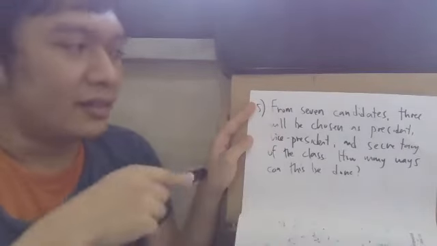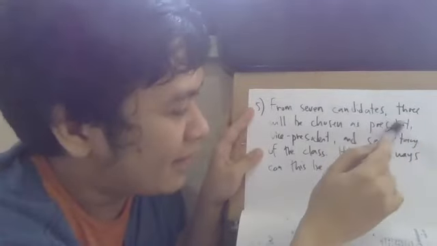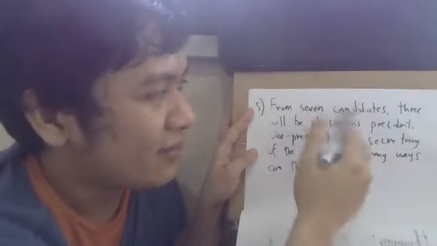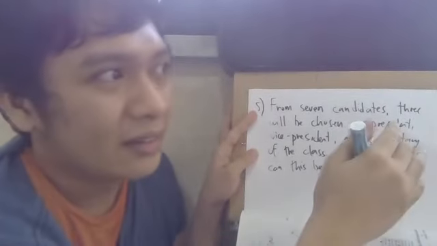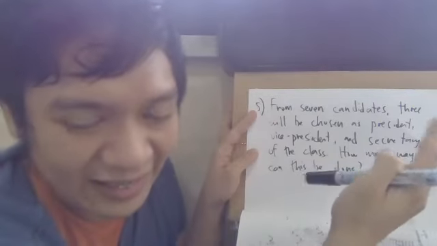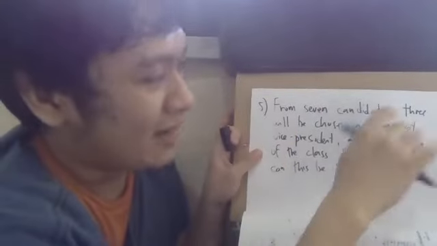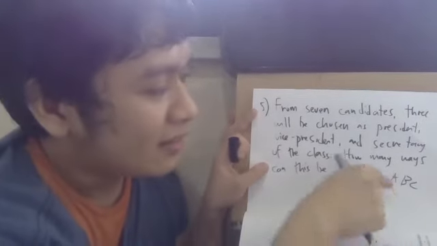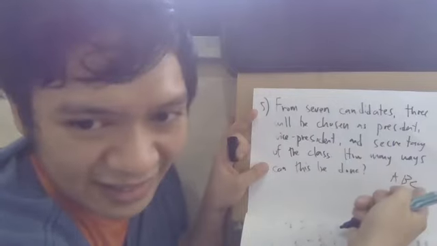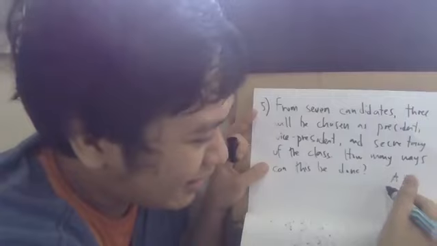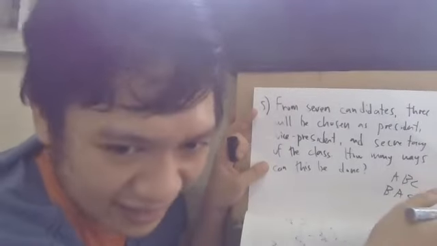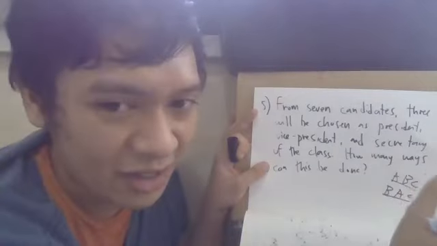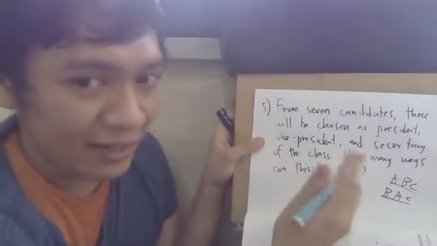Another one. From 7 candidates, 3 will be chosen as president, vice president, and secretary of the class. How many ways can this be done? Diba? You have 7. You're going to take 3. And does the order matter for the 3 that you have taken? Of course it does. The order matters kasi suppose the three people that you take are A, B, and C. Pag President si A, Vice President si B, Secretary si C, it's one permutation. Now, pag President naman si B, Vice President si A, at Secretary si C, that's a different permutation. Iba yun. Kaya iba sila.